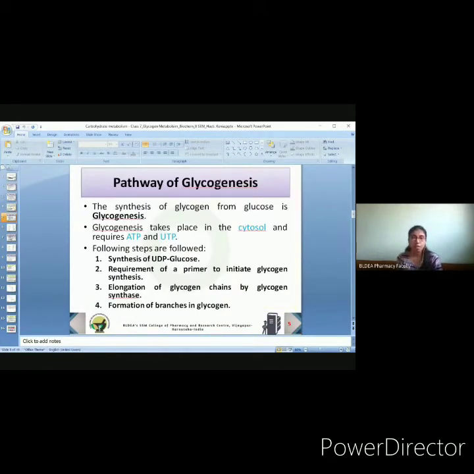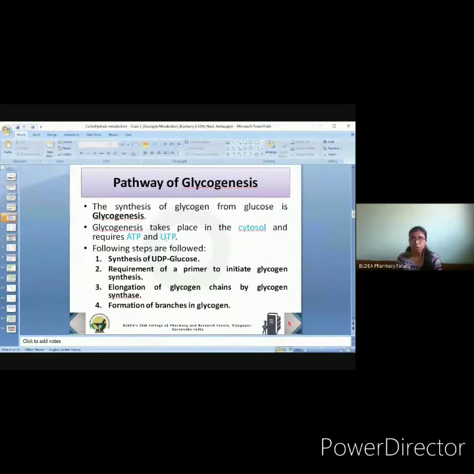Now coming to the pathway of glycogenesis, means synthesis of glycogen. So how can this glycogen be synthesized? For synthesis of glycogen, the major requirement is ATP and UTP. This is very, very important. UTP is very important in order to synthesize UDP glucose. The very first pathway is synthesis of UDP glucose.